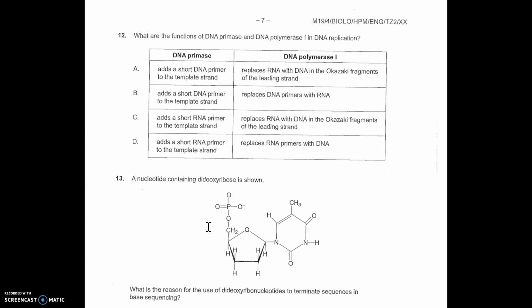In question 12, what you can do here is a quick elimination. If you go down the role of the DNA primase, does it add a short DNA primer? No. Does it add a short RNA primer? Yes. Okay, so we can get rid of A and B. It replaces RNA with DNA in the Okazaki fragments of the leading strand. Well, the leading strand doesn't have Okazaki fragments. In general, it replaces RNA primers with DNA. Correct. So it is D.